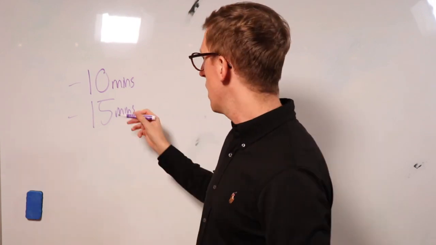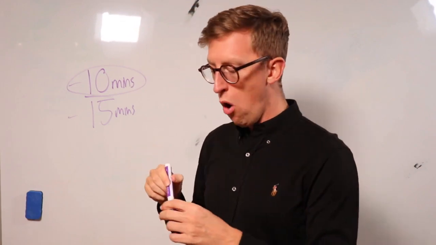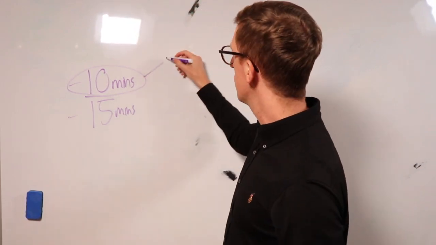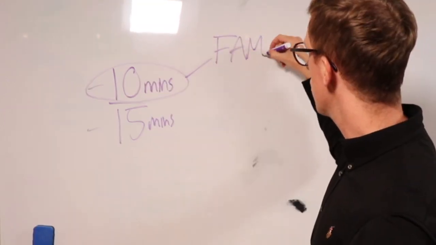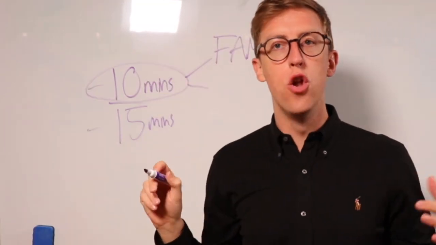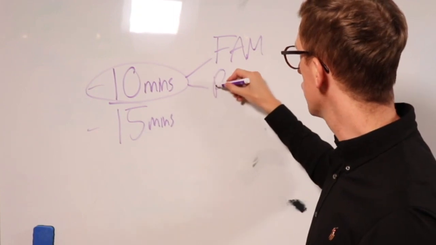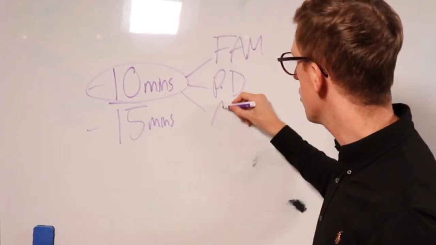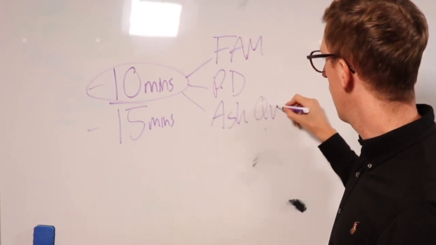So let's say we do 10 minutes. We've got to do one activity in 10 minutes. So that 10 minutes might be find add message. We spend 10 minutes doing find add message. Then maybe we do another 10-minute blitz on personal development. Then maybe another 10-minute blitz on asking the question, which I obviously cover in my book.